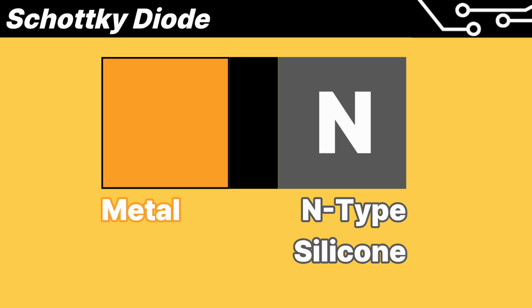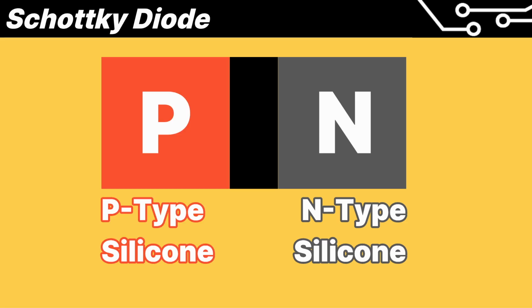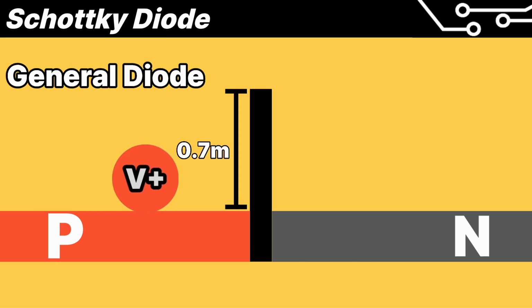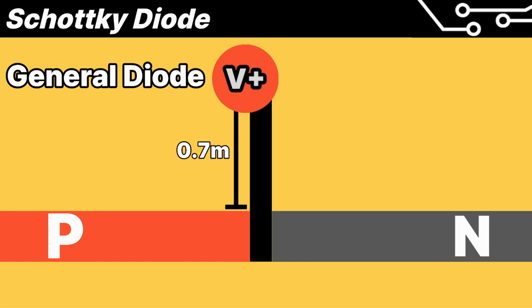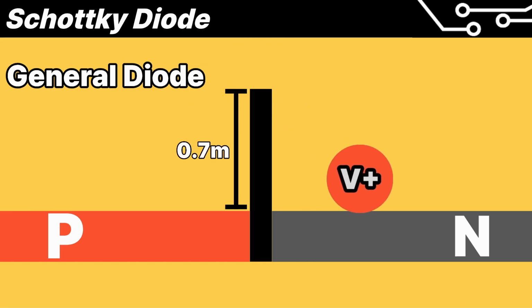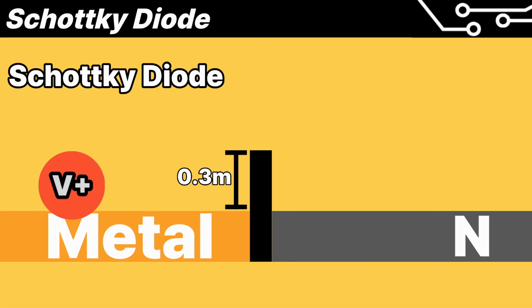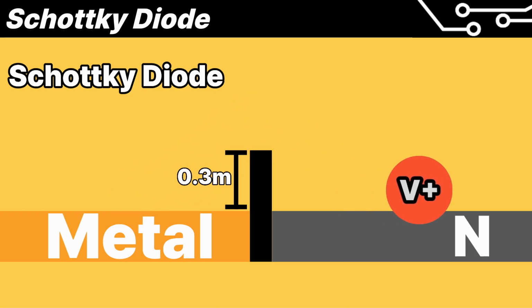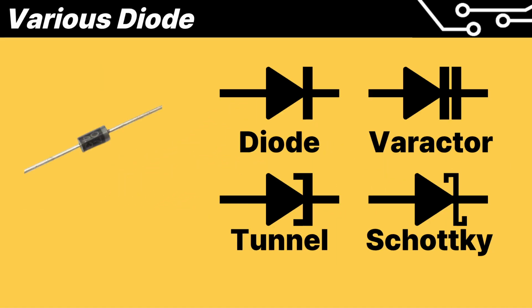Why is that? The reason lies in the junction. The general diode consists of p-type and n-type silicons and a non-conductive depletion layer. The depletion layer can be compared to a barrier that electrons must cross when moving from p-type to n-type. In a general diode, this potential barrier is high, so you need to spend about 0.7 volts to cross it. However, the Schottky diode has a depletion layer between metal and the n-type.